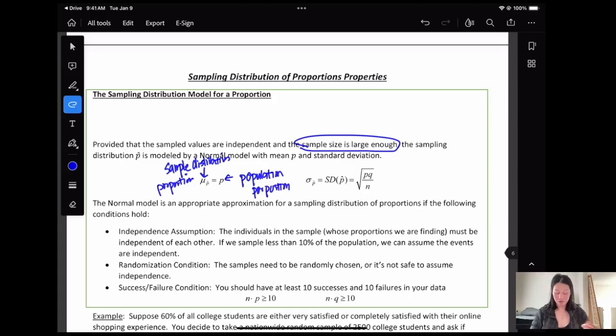Similar to the standard deviation, this is the sampling distribution's standard deviation. P is the success rate, Q is the failure rate, so basically Q is equal to 1 minus P. N is the sample size. For the central limit theorem, we need the independence, randomization, and the success and failure condition, which means you need at least 10 successes and 10 failures in your data.